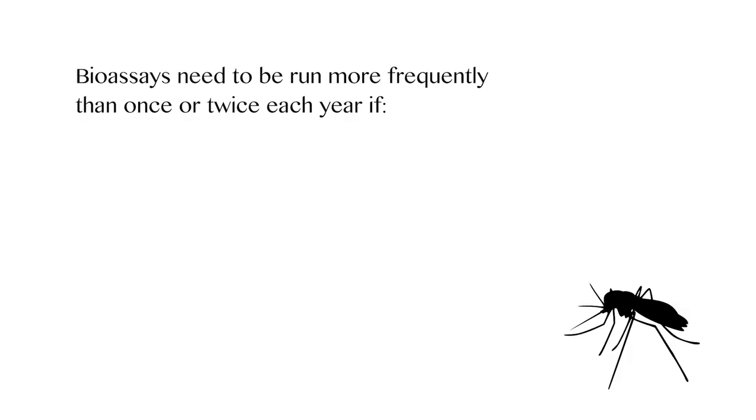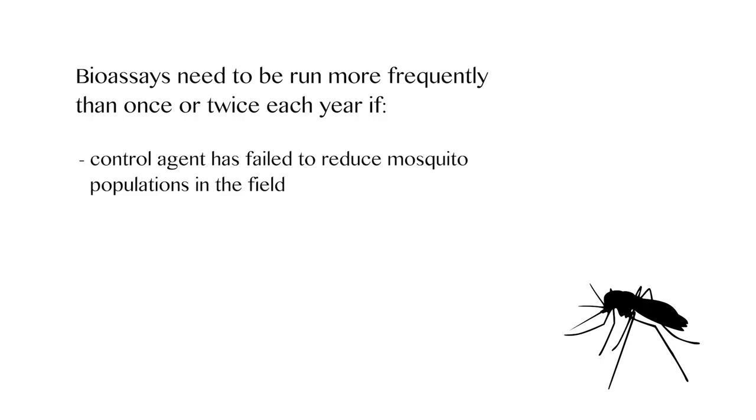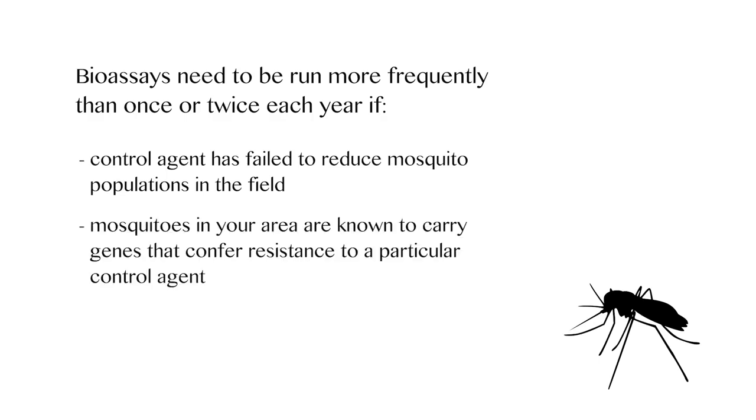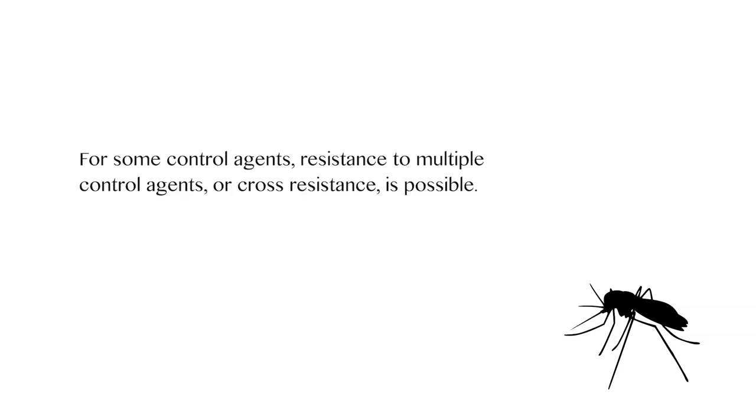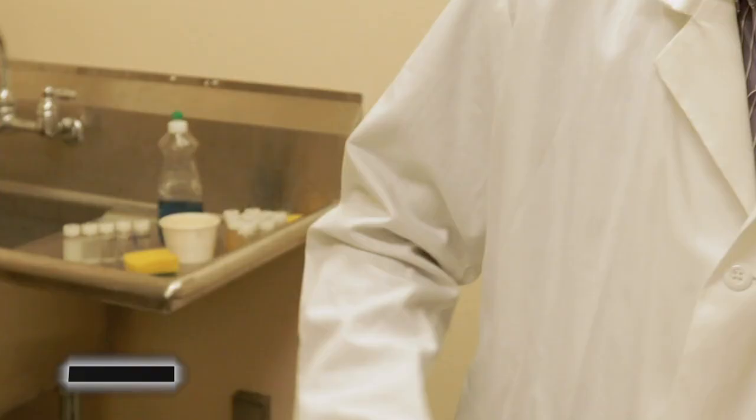Bioassays need to be run more frequently than once or twice each year if you observe that a particular control agent has failed to reduce mosquito populations in the field, or if you are aware that mosquitoes in your area are known to carry genes that confer resistance to a particular control agent. For some control agents, resistance to multiple control agents, or cross-resistance, is possible.